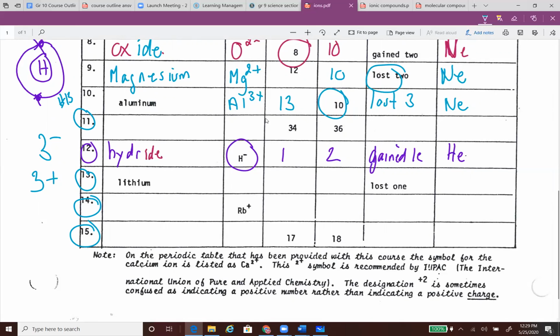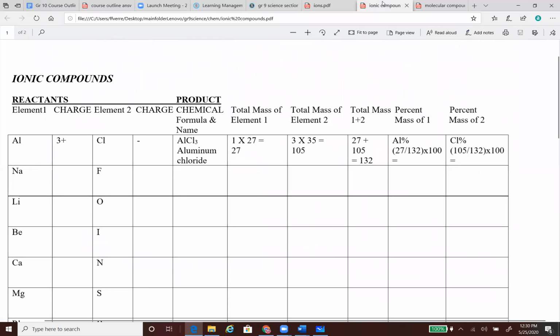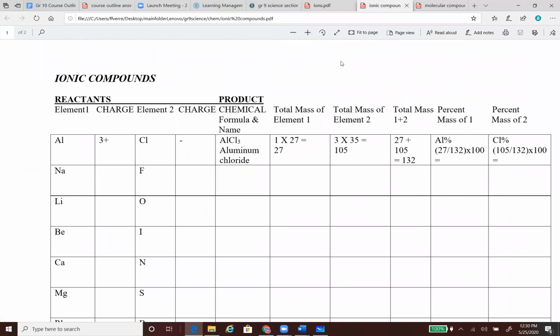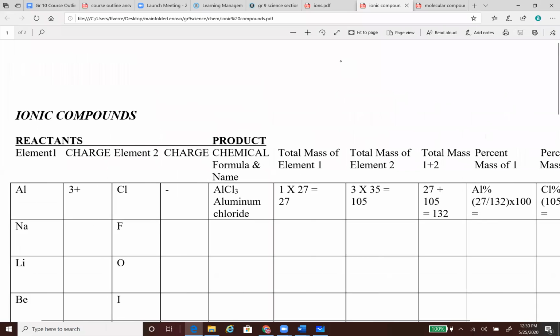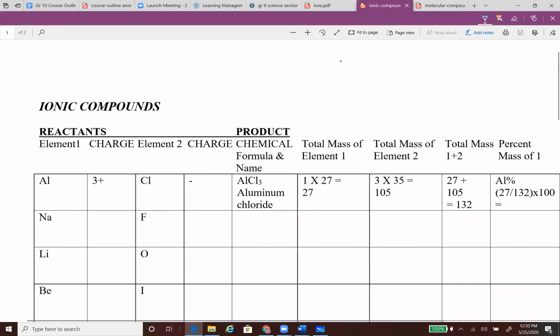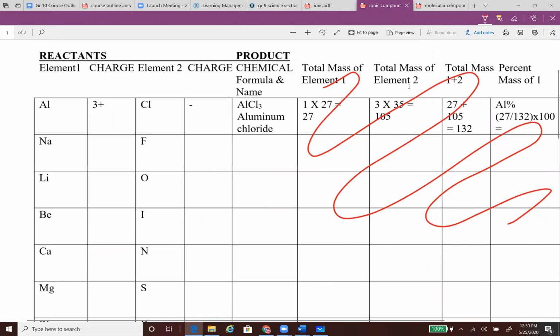So here's the thing. What we can do is tie this in with the next topic, which is ionic compounds. But if I look at this sheet, there's stuff in here that we're not going to do. So I'm going to tell you what we're not going to do. This stuff here that has to do with mass, we're not going to worry about that. So you could ignore it.